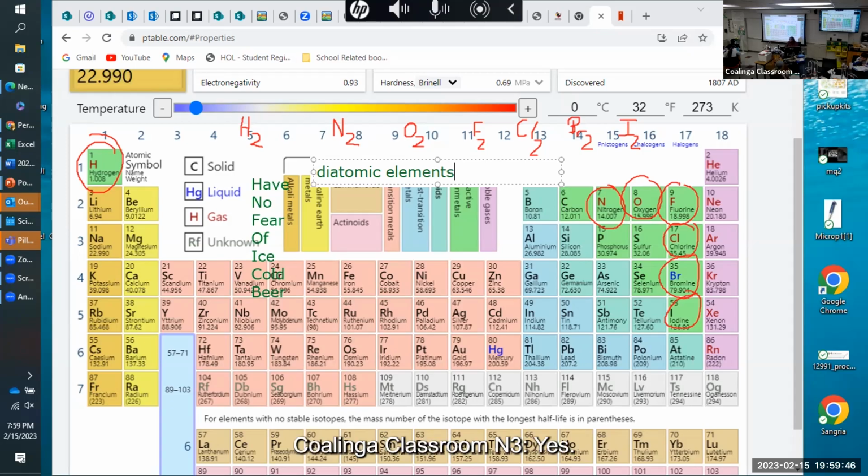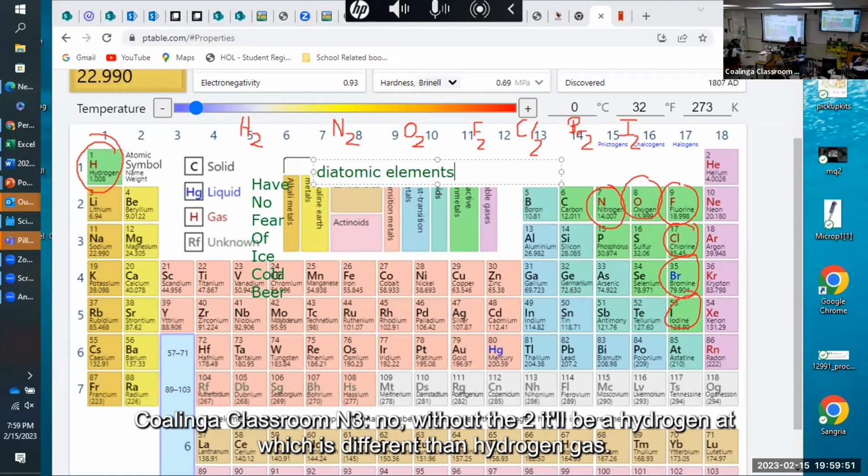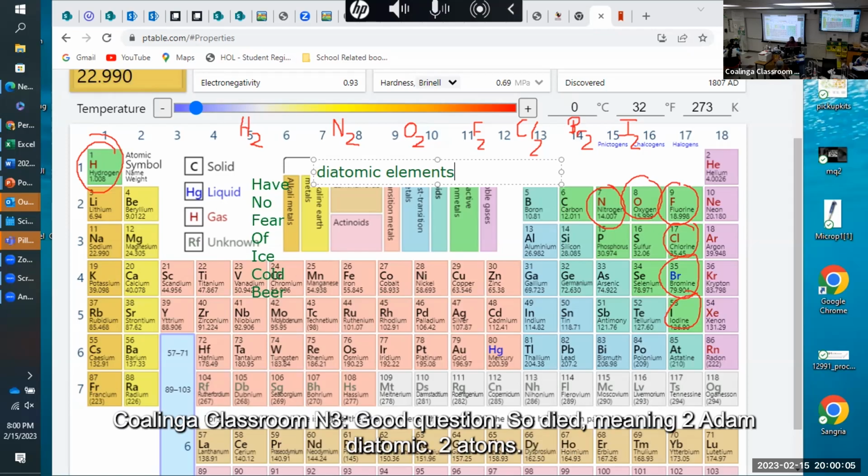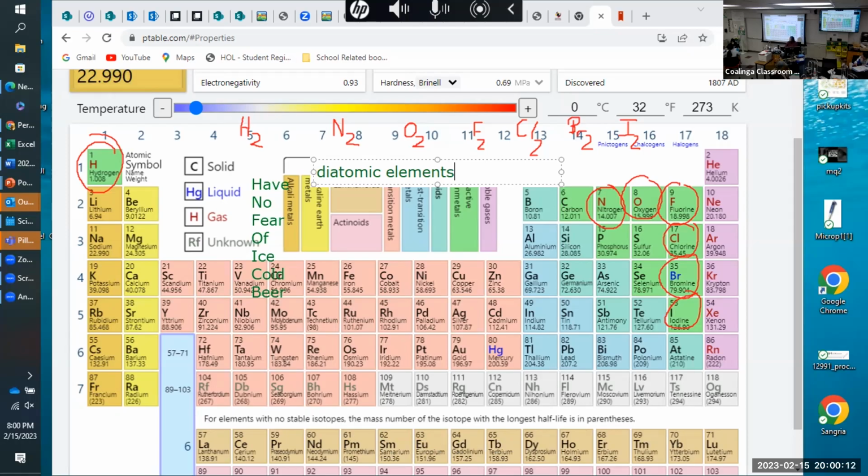So without the 2 there, it wouldn't be hydrogen gas? No, without the 2, it would be a hydrogen atom, which is different than hydrogen gas. Do you understand? To be the element gas, it needs the 2. That's right, because it's a diatomic element. Good question. So di meaning 2, atom, diatomic, 2 atoms. Okay, now we have 2 other elements that are polyatomic.